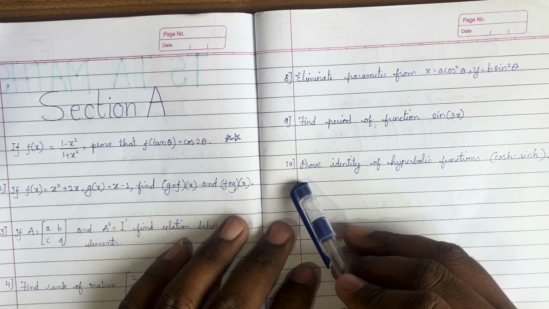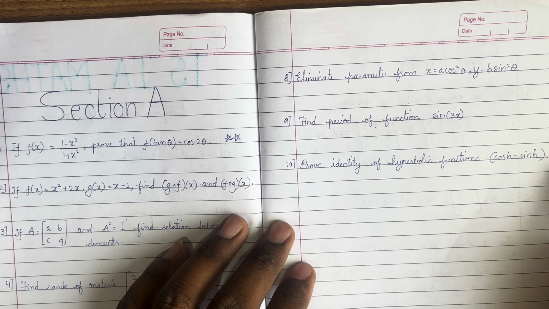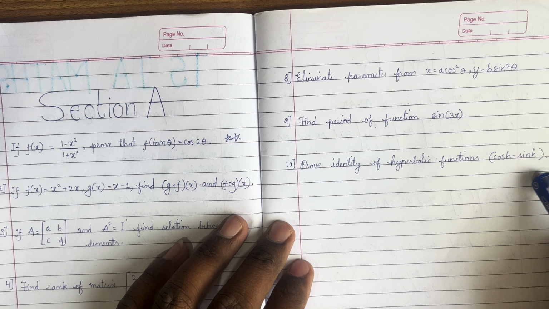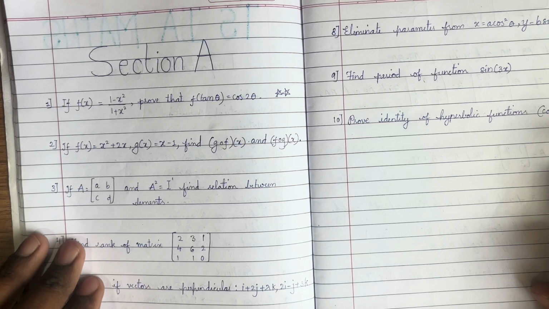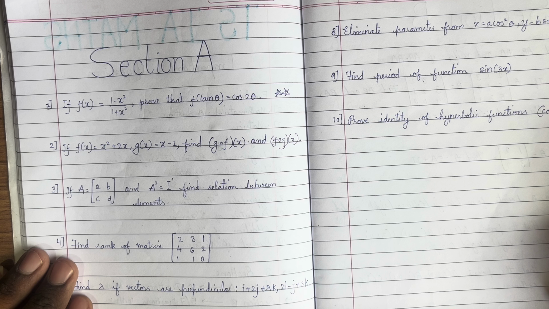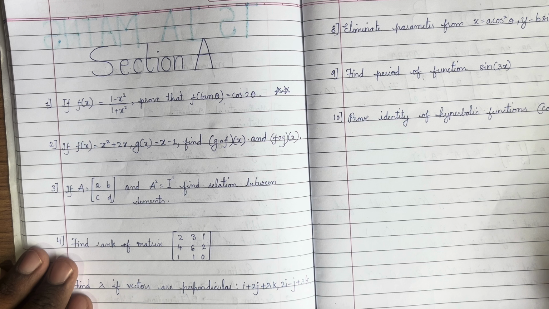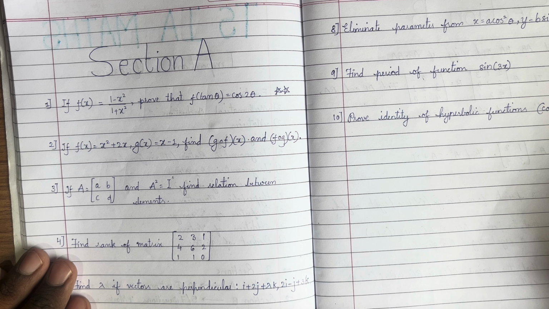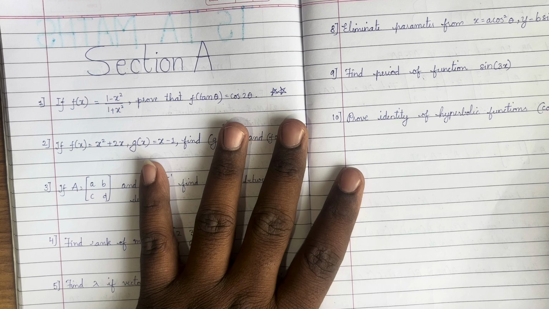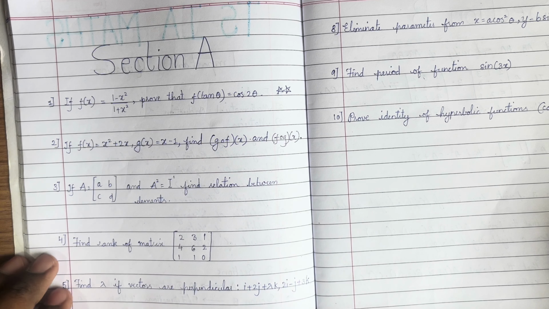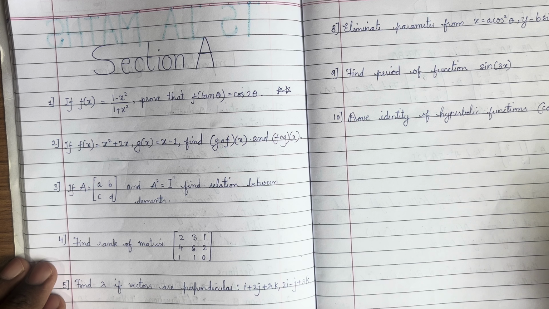And in the 10th question, we have prove the identity of hyperbolic functions, cos h minus sin h. Here, you need to prove the identity of these functions using hyperbolic functions. So guys, this was it for section A. Soon I will be back with section B and section C in two different videos, and I will bring as many equations and questions as possible, because I know they carry a lot of weightage in the marks, and by solving those two sections you can easily pass your examinations.